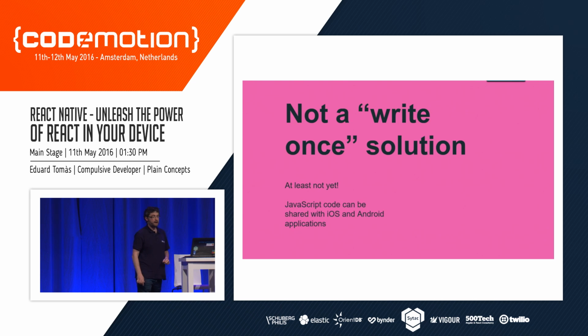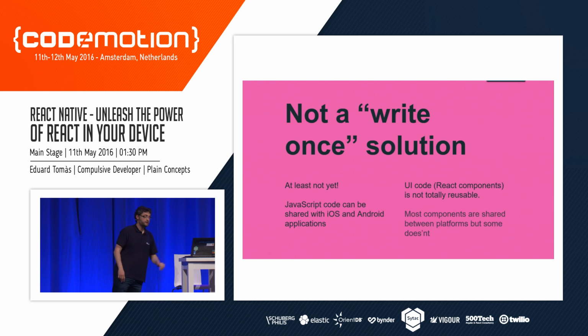Why? First, the JavaScript code can really be shared. So our business logic code, our data access code, whatever, can be easily shared between the iOS project and the Android version. But the UI code is not totally reusable, because most of the components are shared between Android and iOS, but not all of them. So we have components only for iOS, components only for Android, and maybe we need to create two versions of our screens, one for iOS, one for Android.